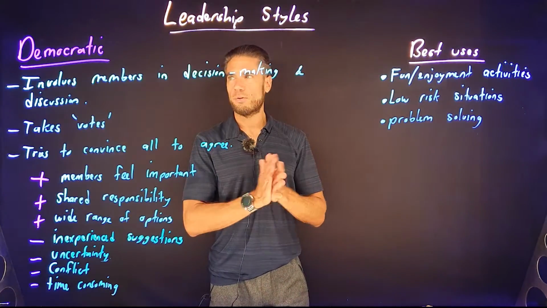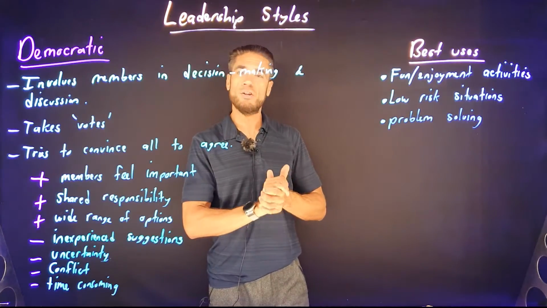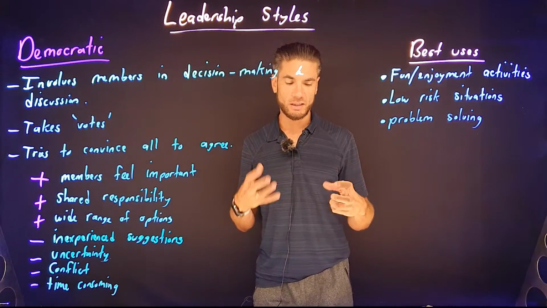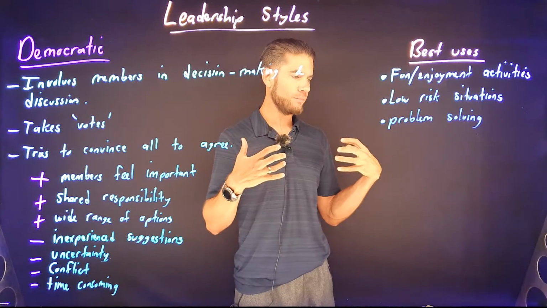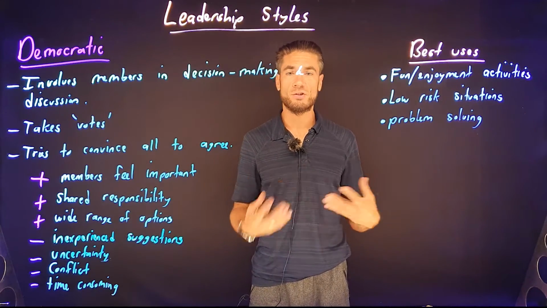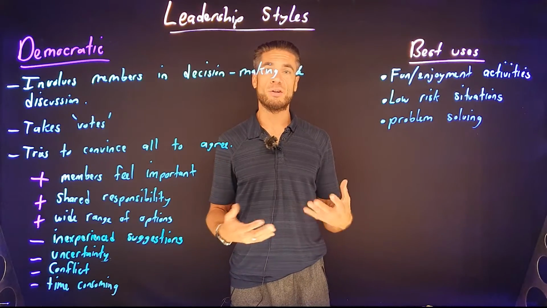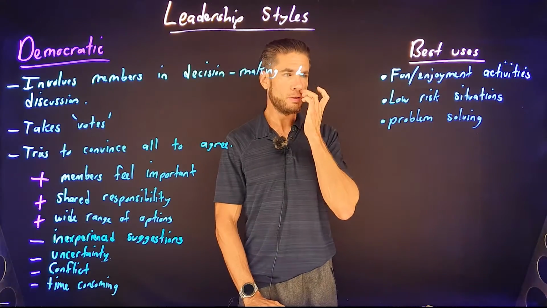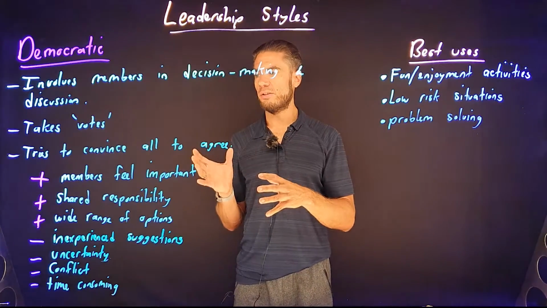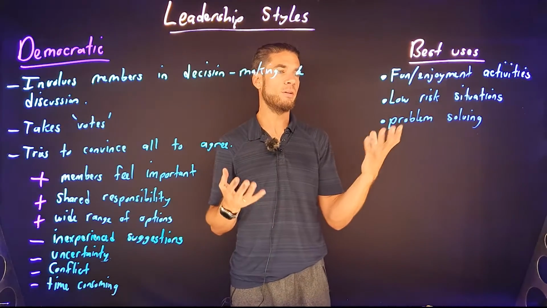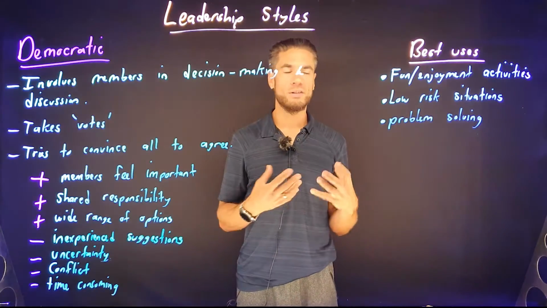Best uses of the democratic leadership style. When we're doing fun and enjoyment activities, so it's not really anything to challenge us or high risk, it's more like, what do you think we should do? Here are some options, let's just do something fun. Then people can take a vote, because it doesn't matter which way it goes, we're still going to have fun. Also low risk situations, as you don't want conflict and dissension, and you don't want time consuming processes to take up precious time in a high risk situation.